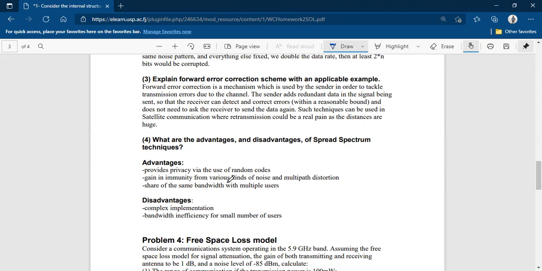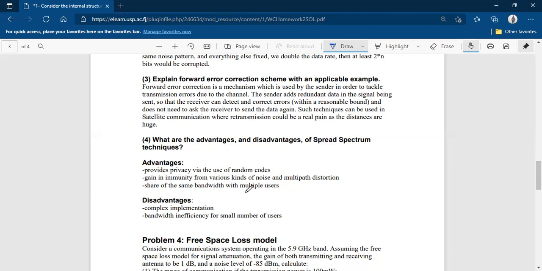You also gain immunity from various kinds of noise and multipath distortions. Like I said, if you distribute it through a number of frequencies, right? When you increase your bandwidth, more sets of frequencies are now being accounted for, isn't it? So if there is one frequency distorted, or an extra set of noise distorting a certain frequency power, what happens is that it does not affect the whole signal that you are broadcasting, the main message signal, right? So basically it gains immunity from various kinds of noise.